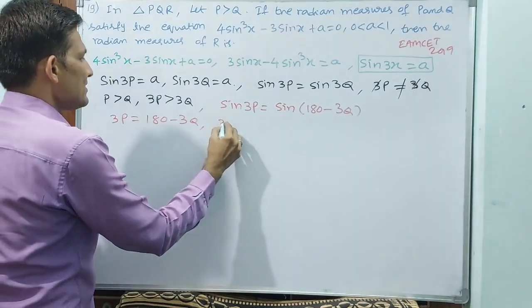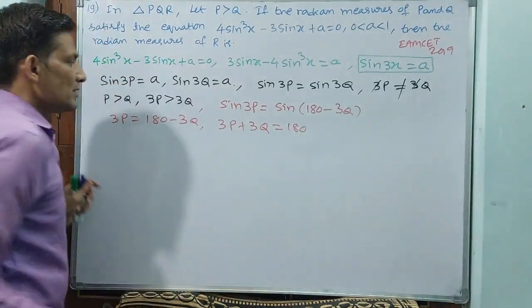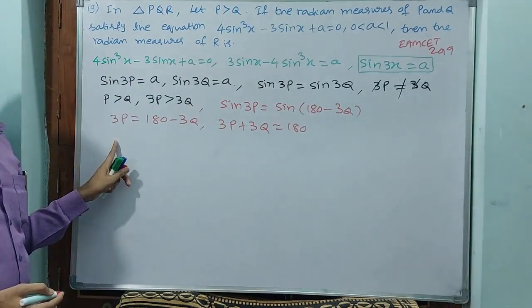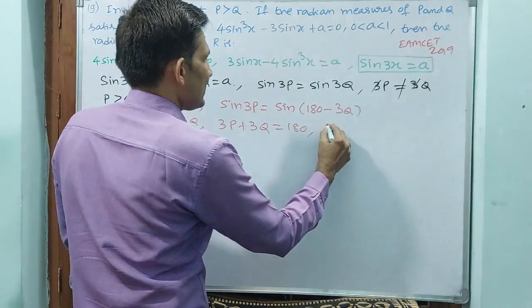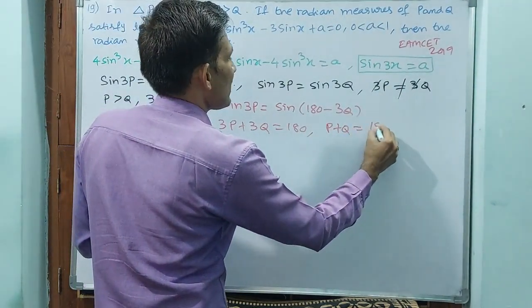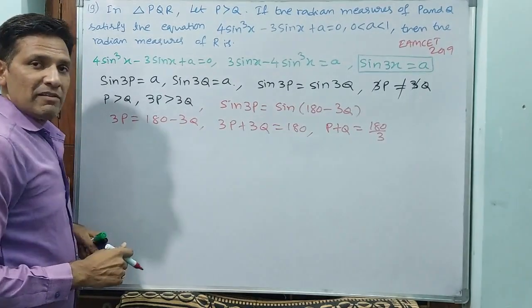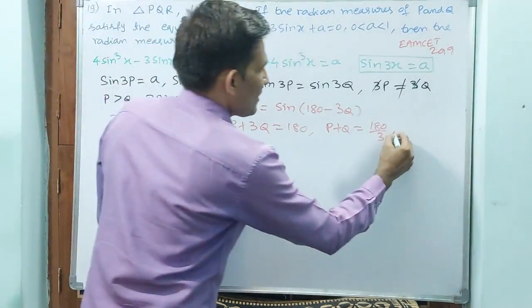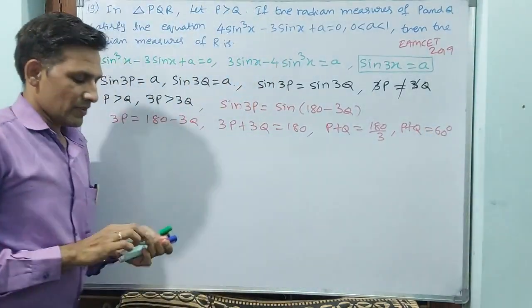Then shall I write like this? Then 3p plus 3q is equal to 180. I am sending 3q this side. Yes, 3p plus 3q is equal to 180. That is also correct. Then shall I write like this? P plus q is equal to 180 by 3. Why? Because 3 I have taken common and divided by 180. That means P plus Q will be 60 degrees.